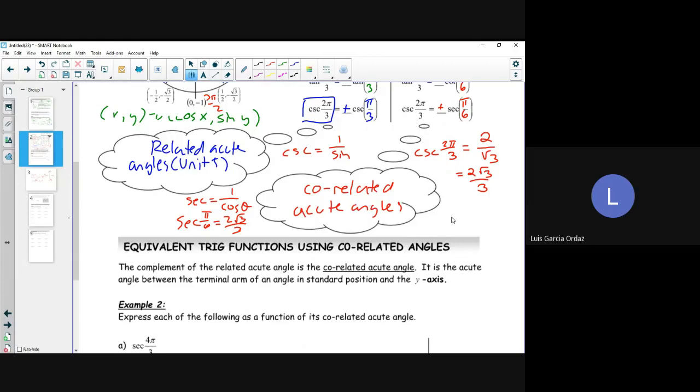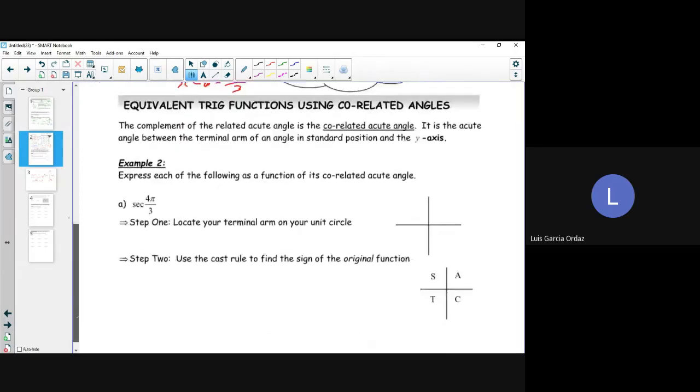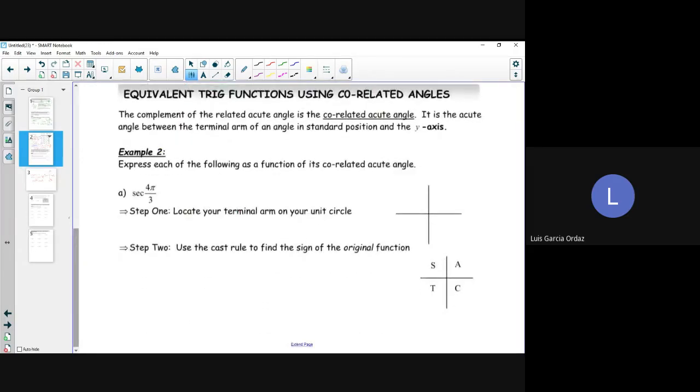So these are called your correlated acute angles. We're obviously gonna do some more examples. The next is just steps to follow. I don't know if it's gonna be confusing or not. We'll see. So we have the equivalent trig functions using correlated angles. The complement of the related acute angle is the correlated angle. It is the acute angle between the terminal arm of the angle in standard position and the y-axis.